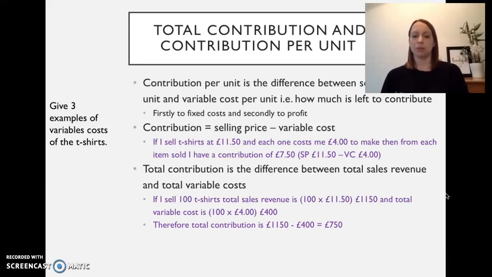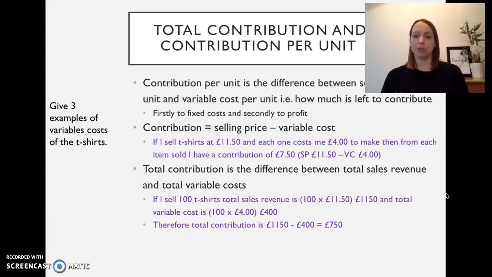Now, in a business, it's important not only to be able to look at your individual items, but also in its totality. So in the example below this, I've provided you with a formula for total contribution. Your total contribution is the difference between your total sales revenue, remember, we're talking about revenue here, and total variable costs. If I sell 100 t-shirts, my total sales revenue is 100 t-shirts multiplied by my selling price of £11.50, so my total revenue will be £1,150.